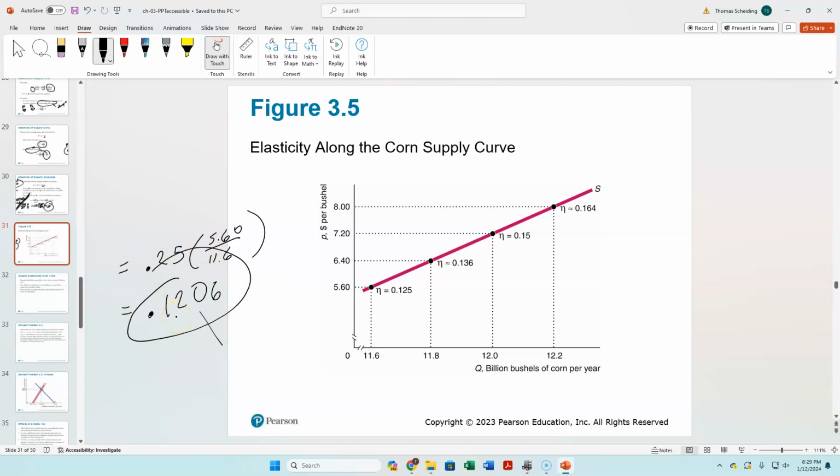I don't know why they're saying it's 0.125. I got 0.1206. That's odd. Why would we be off so much? Well, let's just try this one here.